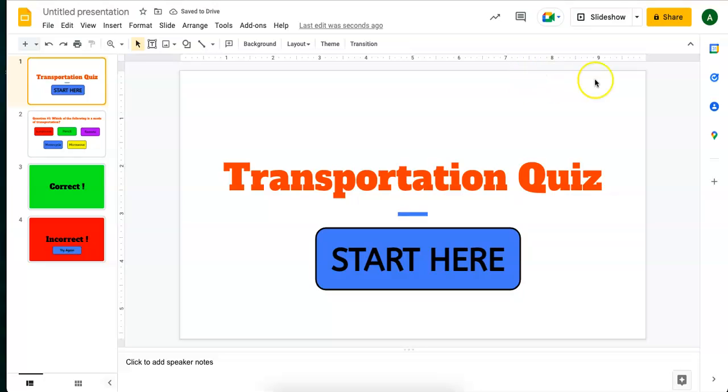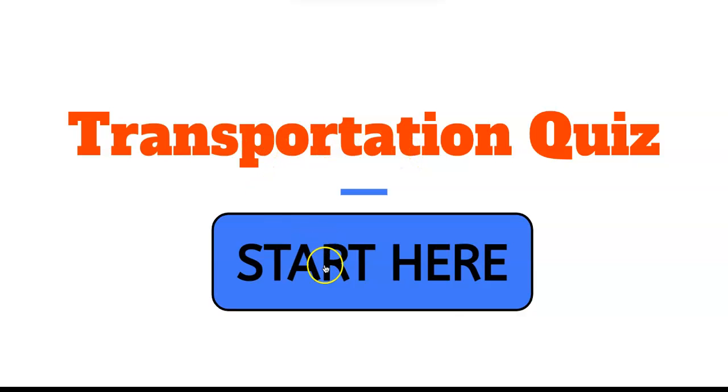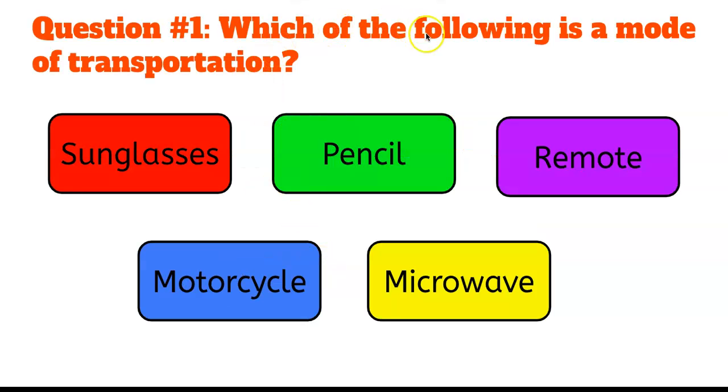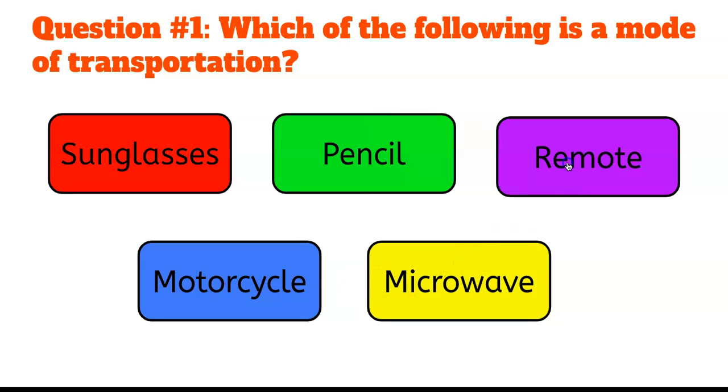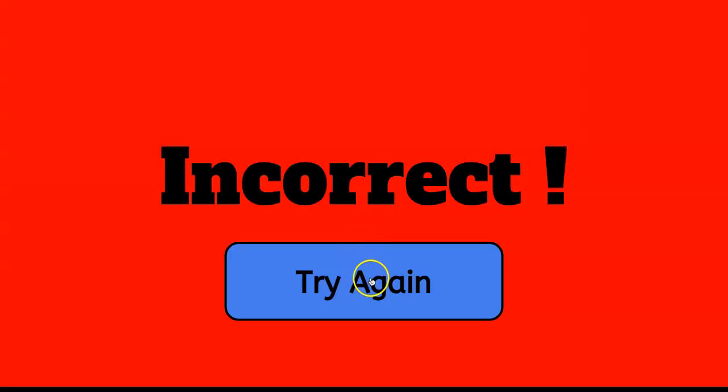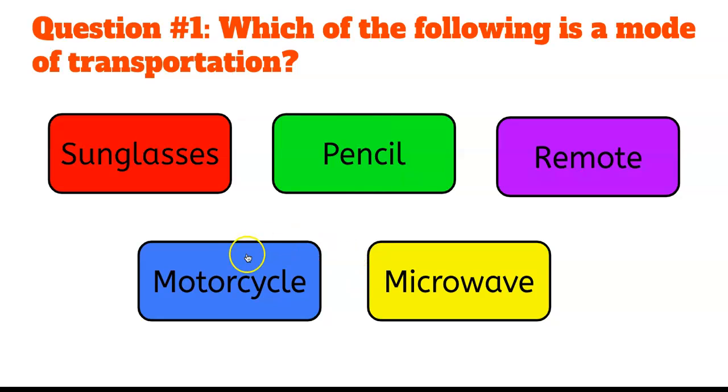So I'm going to go back to slide 1, select slideshow to preview, and let's try to take this quiz. So we're going to start. Which of the following is a mode of transportation? I think pencil. Pencil is incorrect. So let's try again. I think maybe it's remote. Nope, that's incorrect. Let's try again. What about motorcycle? Motorcycle is the correct answer.